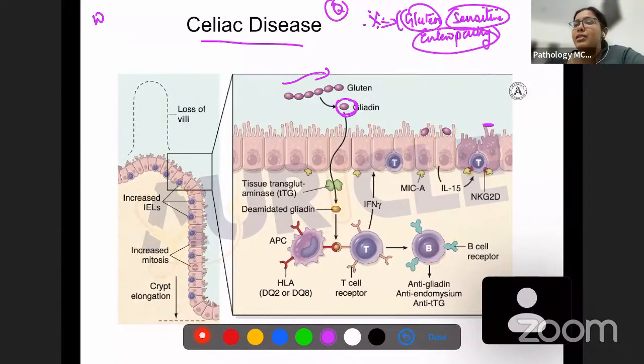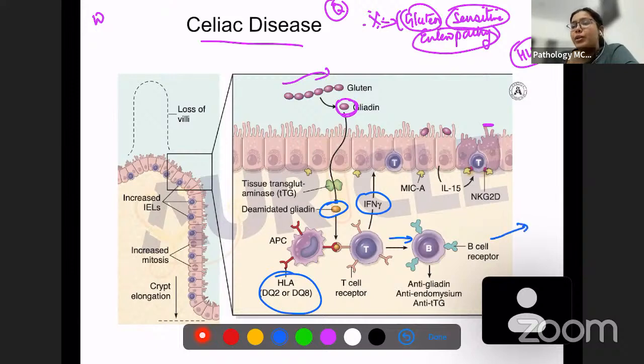Why is this gliadin sensitizing? These patients are HLA dependent, so they have mutations in HLA DQ2 and DQ8. They recognize gliadin, and in turn they produce cytokines, and these cytokines produce more B cells and T cells, especially cytotoxic T cells. The cytotoxic T cells are going to go and destroy the enterocytes which have these gliadin. So that is why you have enterocyte destruction in these patients.